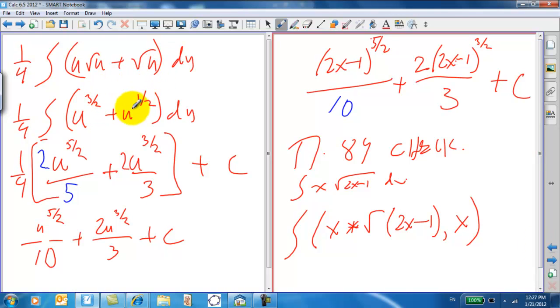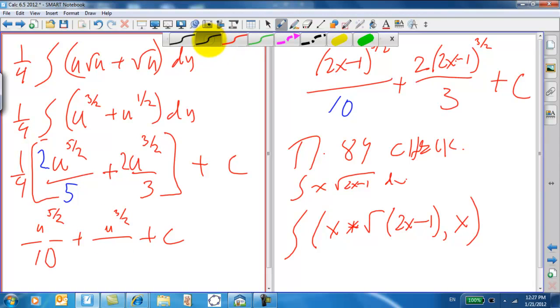U to the 3 halves, u to the half, that's correct. U to the 5 halves, and then divide by 5, that's a 5 and 2. U to the 3 halves, and then divide by 3 halves, so that's 3, and the 2 goes up there. That all seems fine. Oh, I know. It's the 1/4 did not get distributed here. Oh, hello. So here we go. This should be 1 over 6. Let's make that a 6, because I forgot to multiply the 1/4 into both these terms. Yep. So when we get over here, this is over 6.